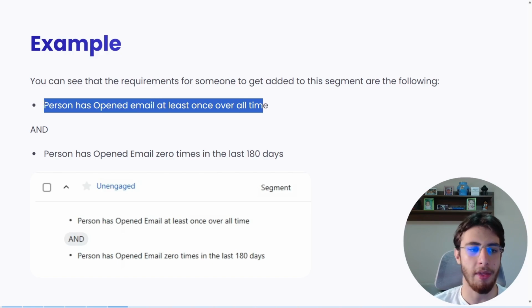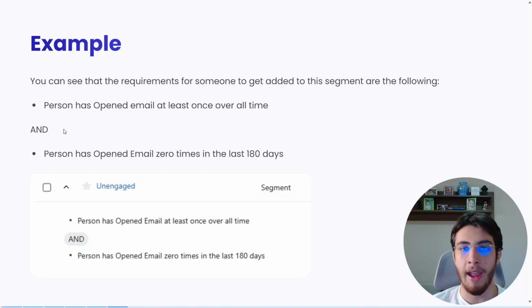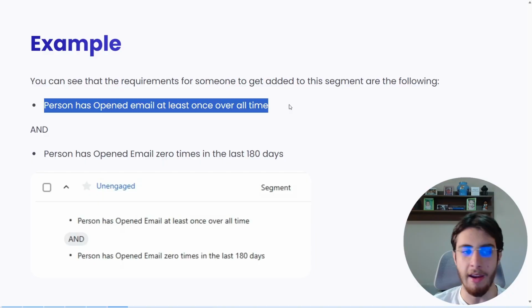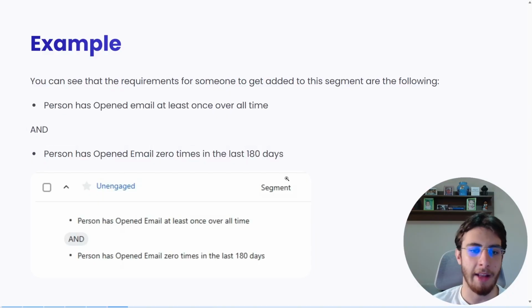It doesn't have to be only one thing. And then you can combine them with these logical operators. So you have operator and and then you have operator or. So and means that they need to meet all of the requirements. So they need to meet requirement A, this one, and they need to meet requirement B, this one, in order for them to get added to the segment.